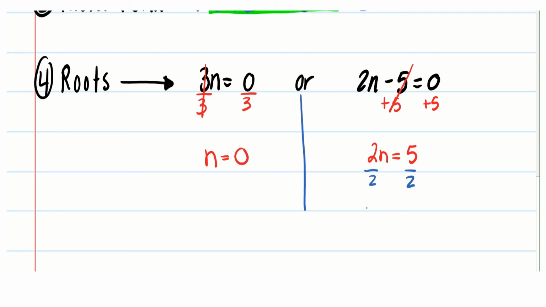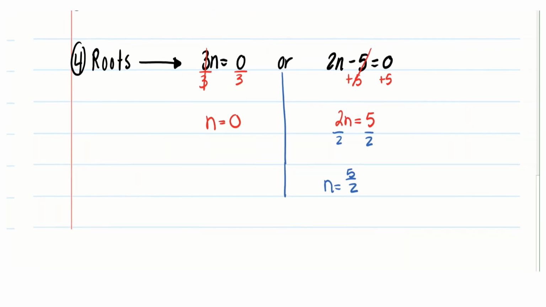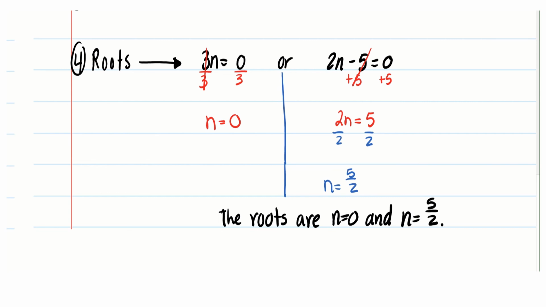I always split it in half, just to separate my 2 equations. It makes it easier to recognize the 2 different equations. And since 2 doesn't go into 5 evenly, we're just going to leave it as a fraction. If you wanted, you can turn it into a decimal, but it's not required. So our roots would be n equals 0 and n equals 5 over 2.